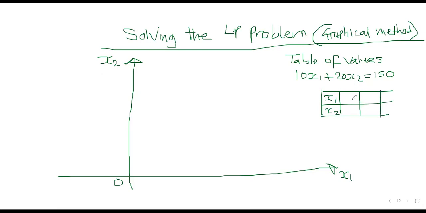If x1 is 0, our x2 will be 150 divided by 20, which will be 7.5. We are substituting these figures in this expression. If x2 is 0, this one will be 150 divided by 10, which will be 15. So the points are (0, 7.5) and (15, 0).